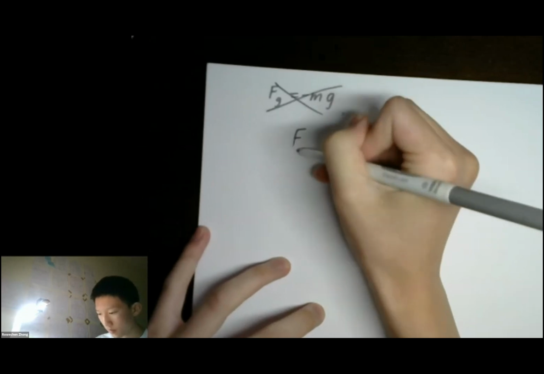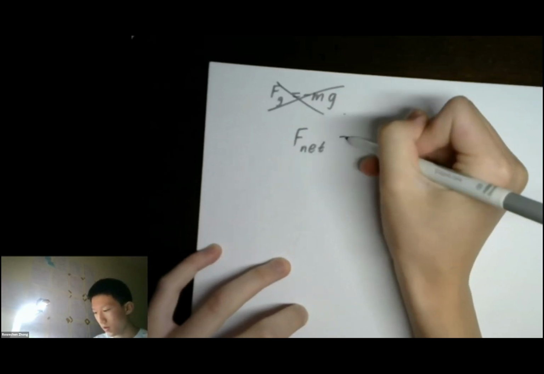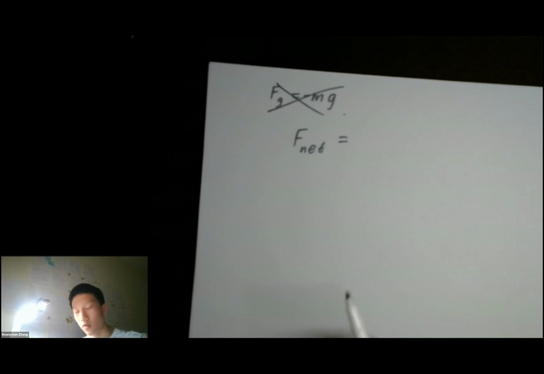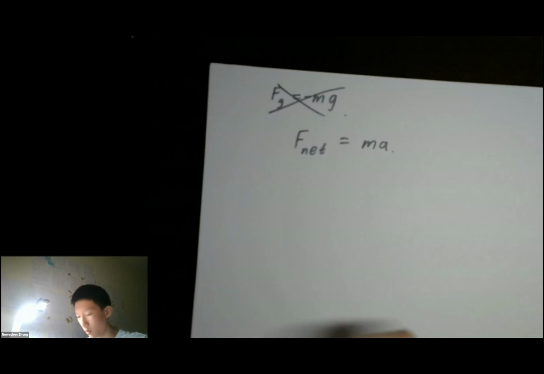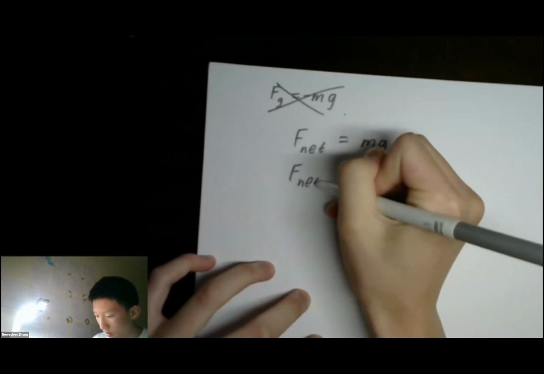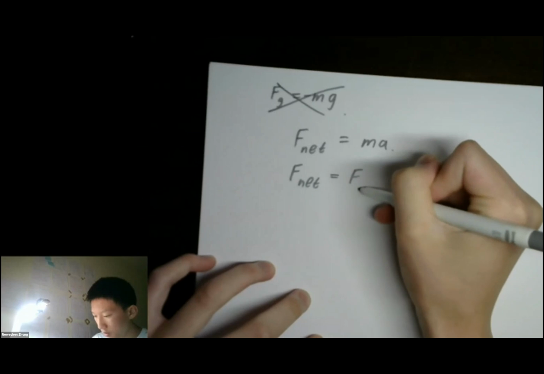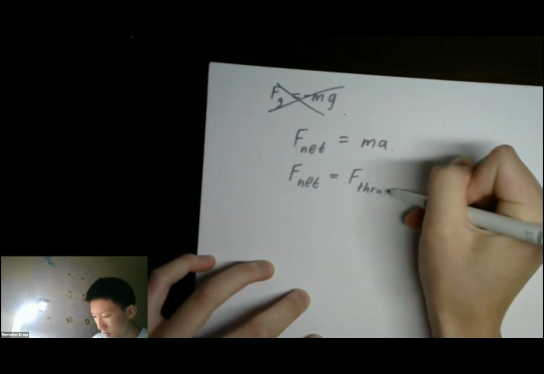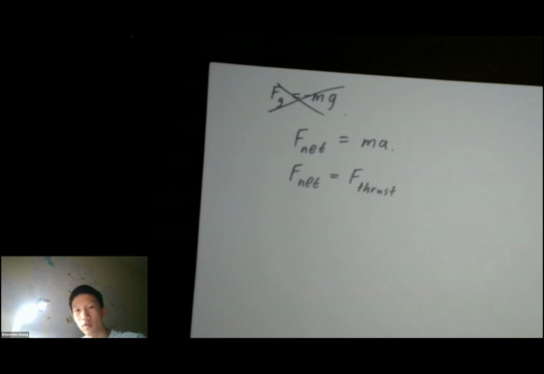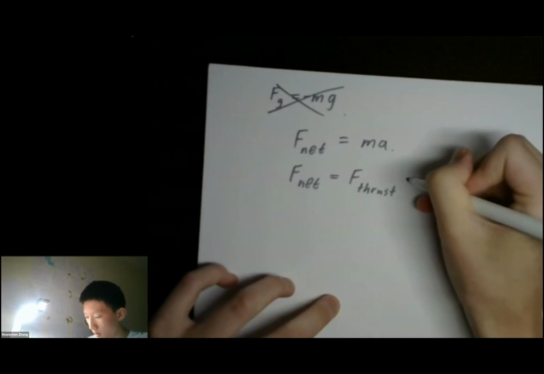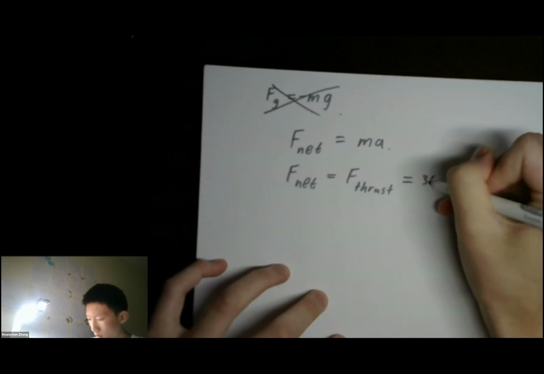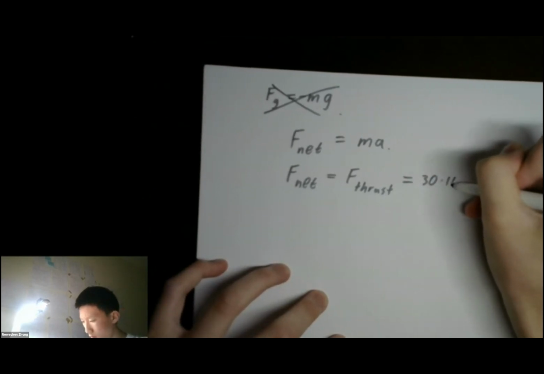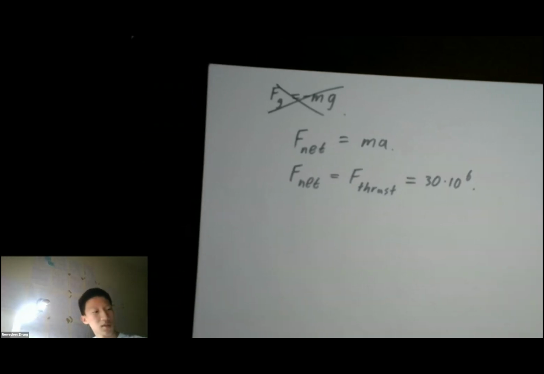So, F net is equal to mass times acceleration. Well, that's what we're trying to find. F net, in this case, is just equal to F thrust. Why? Because F gravity, we're ignoring that. We don't care about that anymore. So the force of thrust, what did we say that was? We said that was 30 E6. That's going to be 30 times 10 to the 6. We did say that, right? 30 times 10 to the 6.